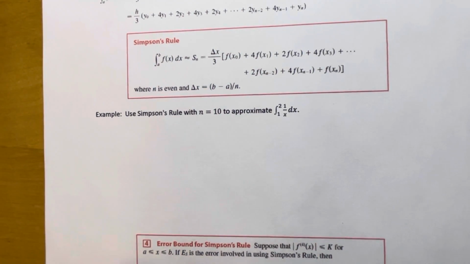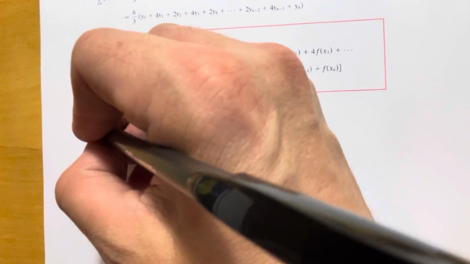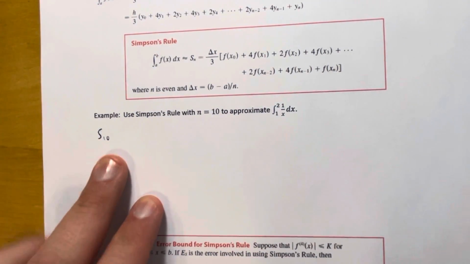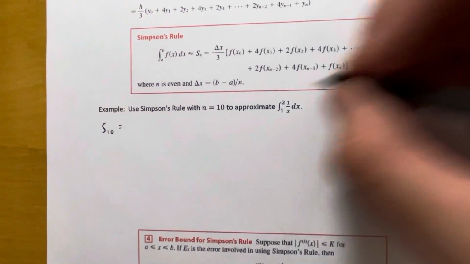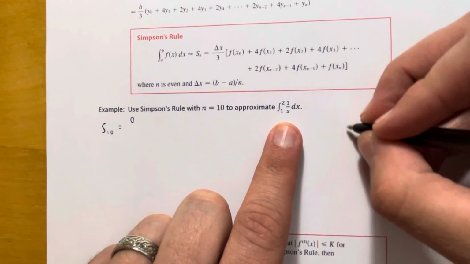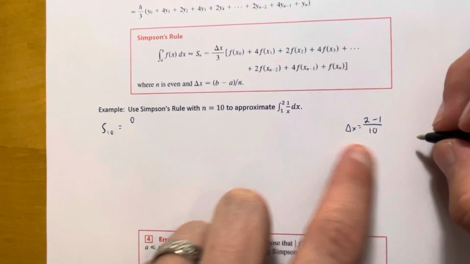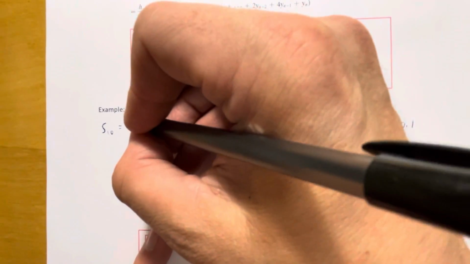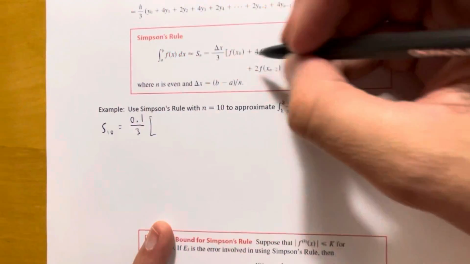So for Simpson's rule, we're using this approximation right here. S10, S for Simpson's, that's the notation we're going to use. That's equal to delta x. We already computed delta x before. It was... Oh, I'm sorry, delta x is actually different this time. It's 2 minus 1 over 10 now. It's not over 5 anymore because we have a different value of n. This is 0.1. So delta x is 0.1 over 3. And then we have f of x1.